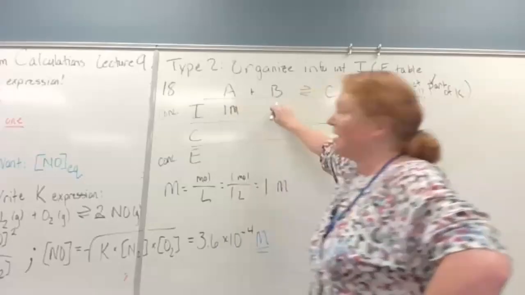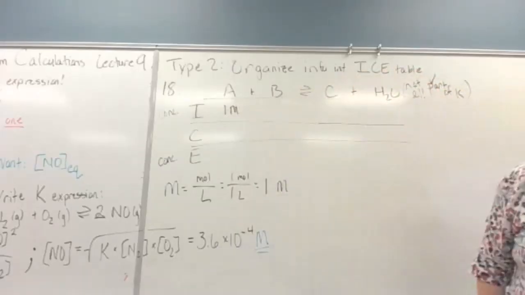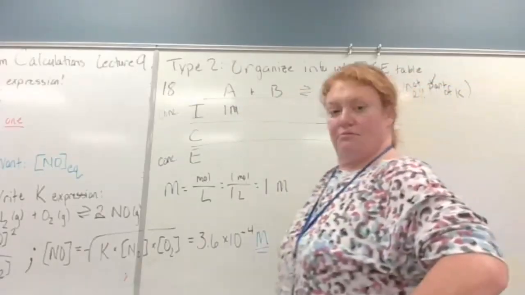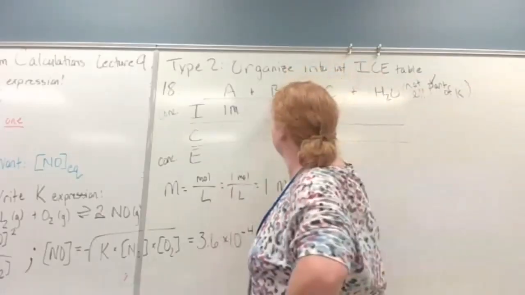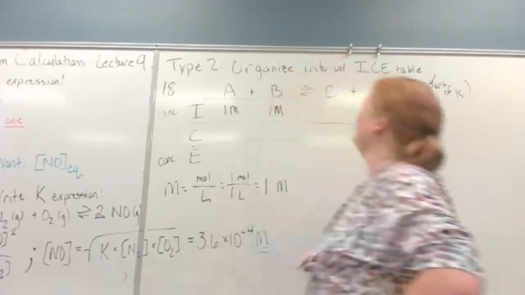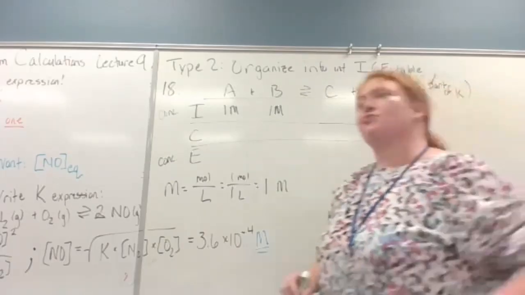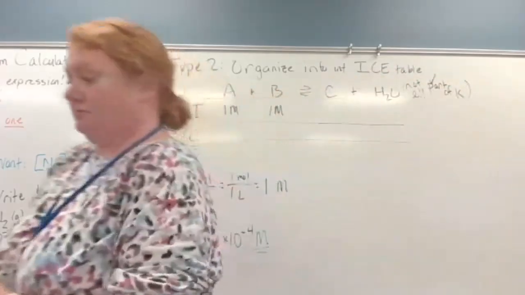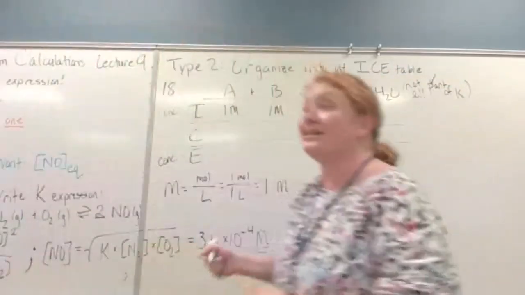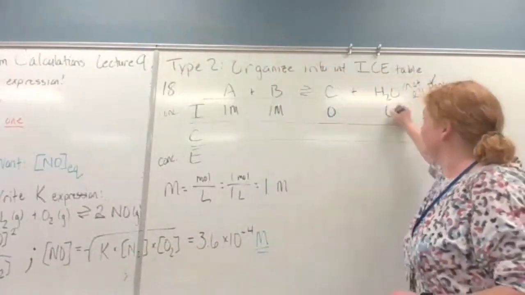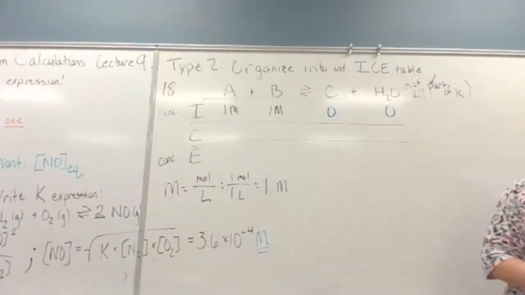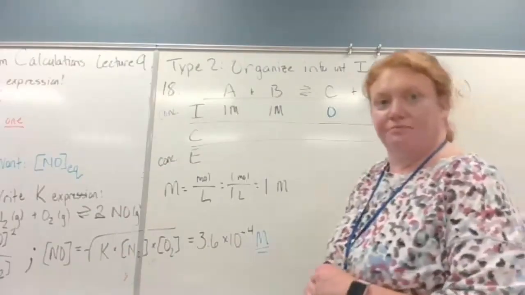We can just say 1. Okay, 1 molar. What about my other reactant? What was its initial concentration? 1 molar as well? Initially, before the reaction happens, do you have any product? You do not have any product initially unless it tells you there's some there initially, right?